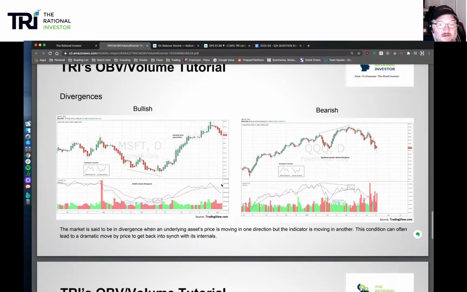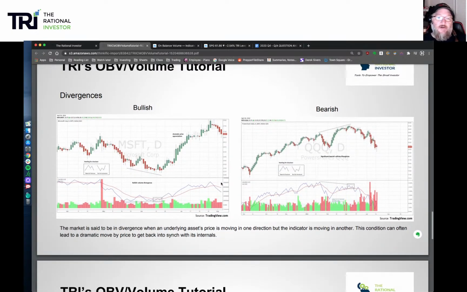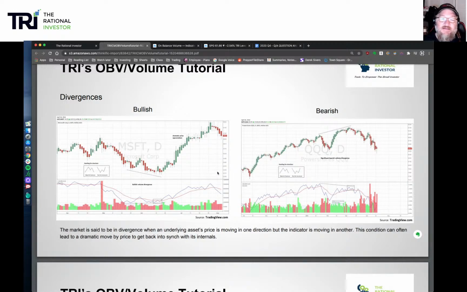Now, let's talk a little bit about divergences, because divergences are easy to get a little confused by. So with divergences, what we're looking for is the trend of an asset and the trend of an indicator moving in opposite directions. Okay. We measure bullish, and this is a little counterintuitive when you first hear it, we measure bullish divergence by looking at the lows on an asset. We want to see lower lows, and we want to see higher lows on the indicator.